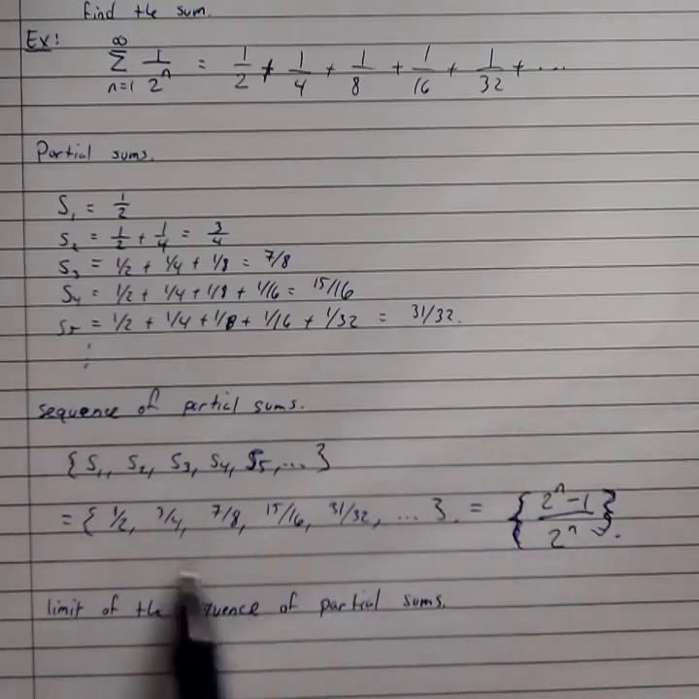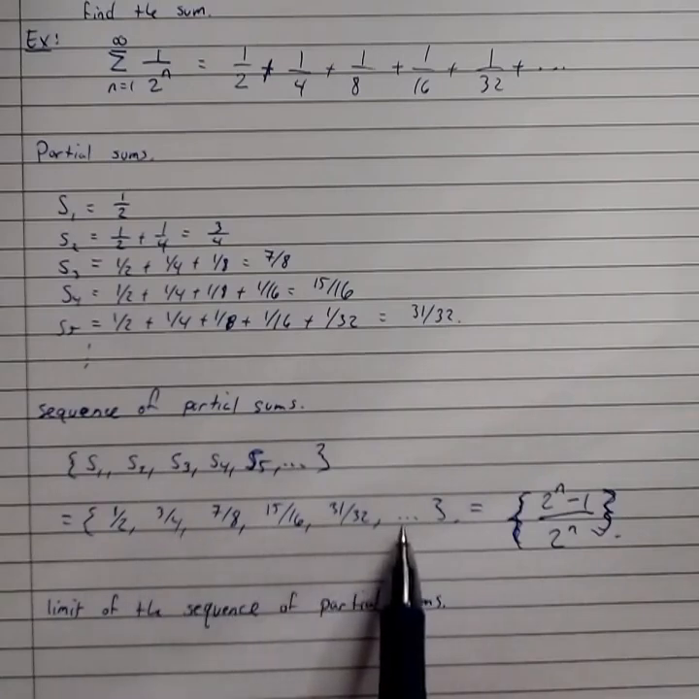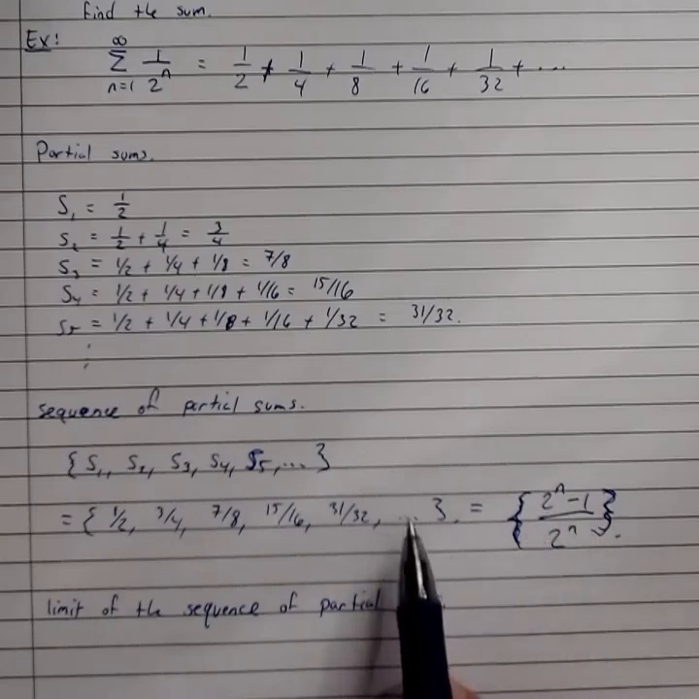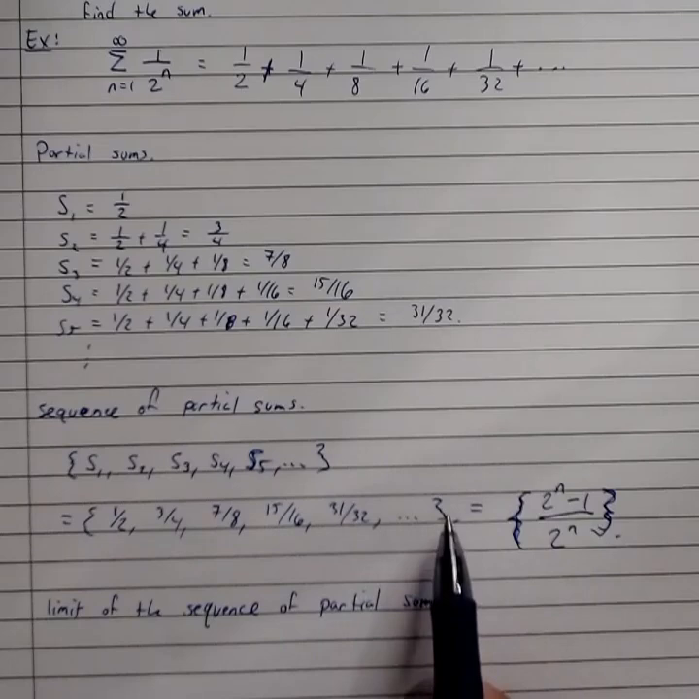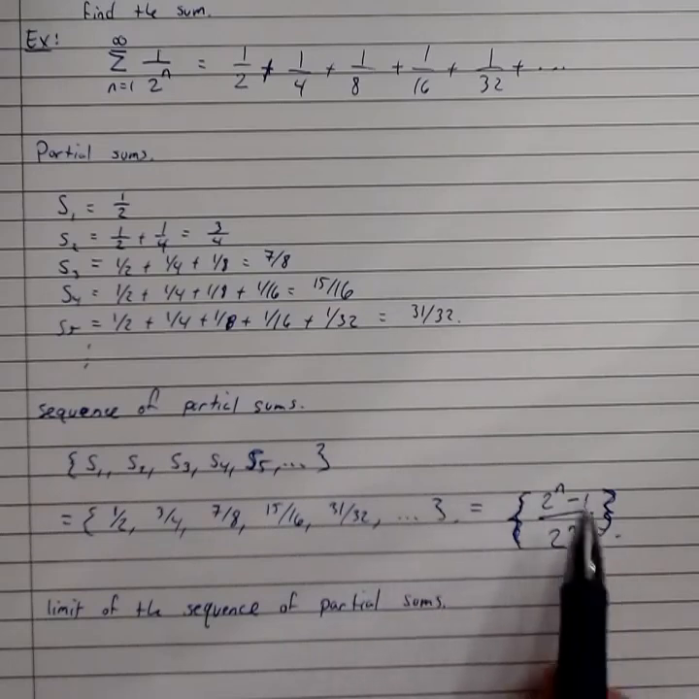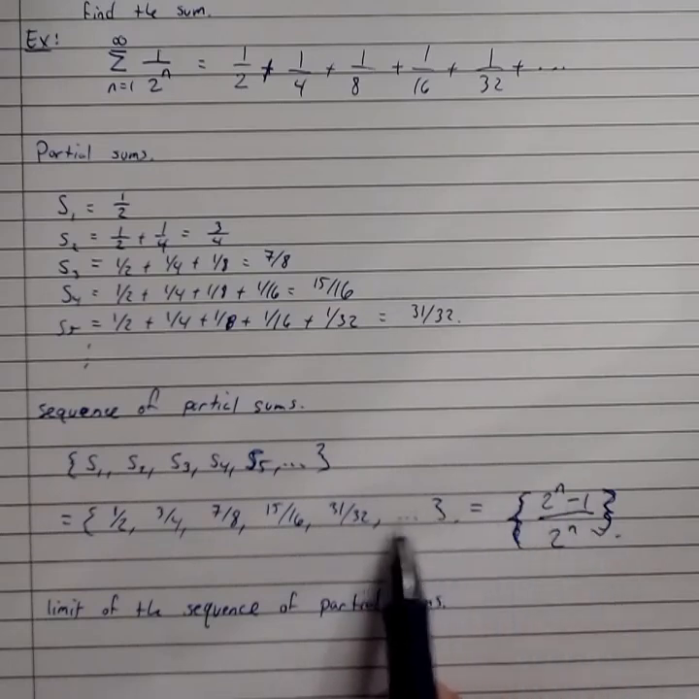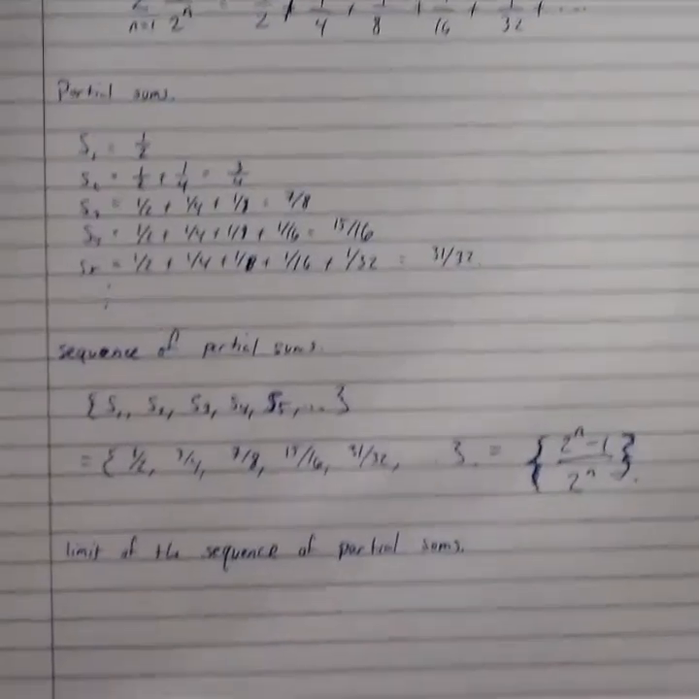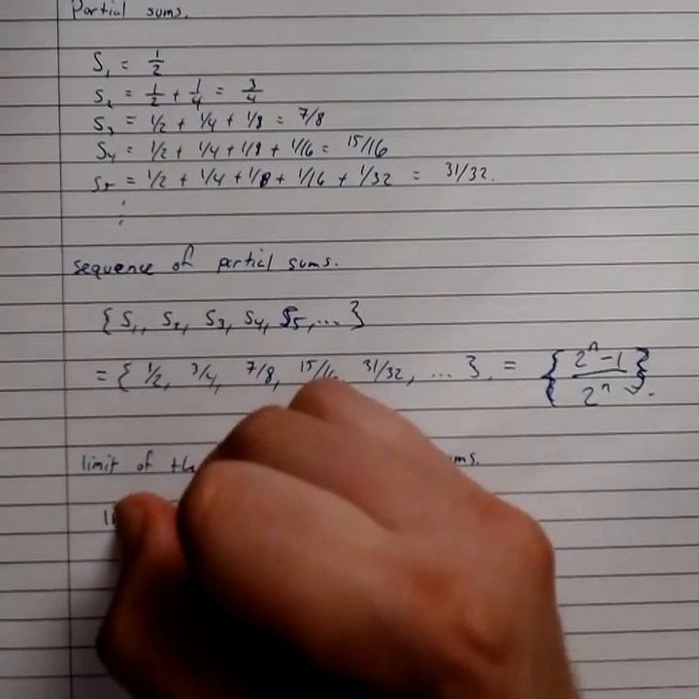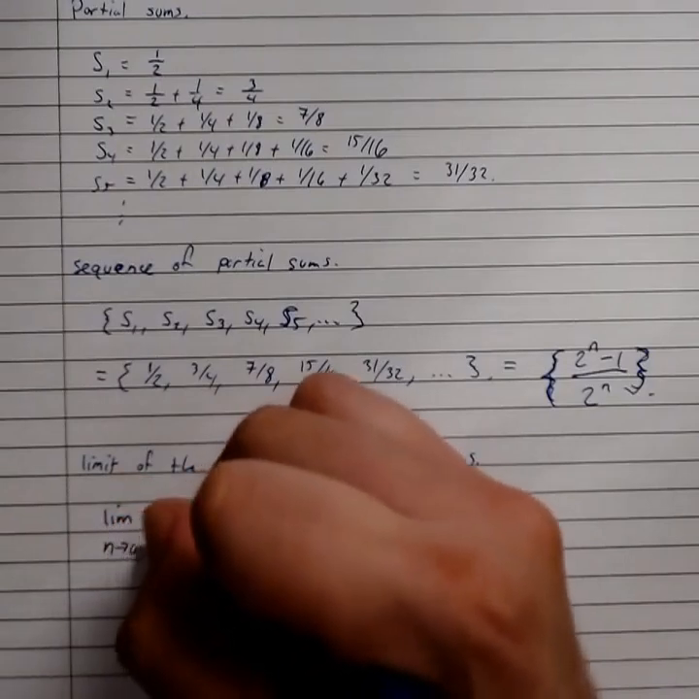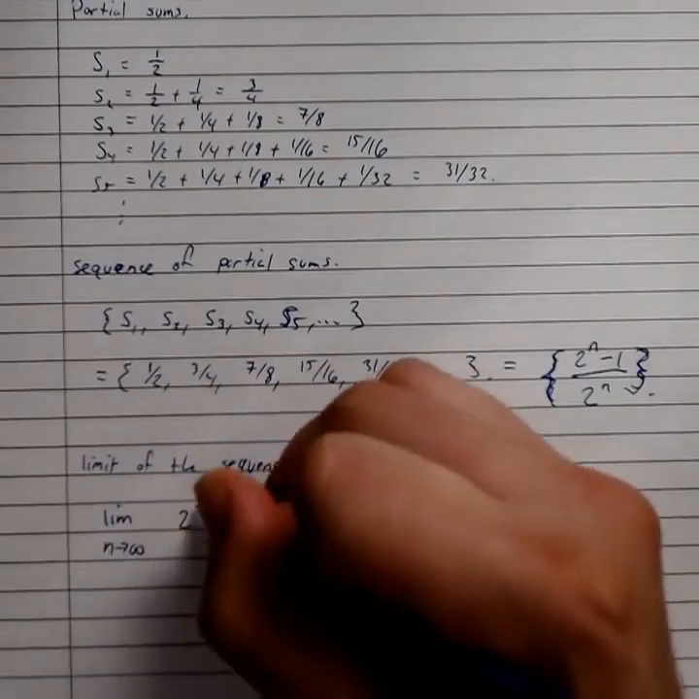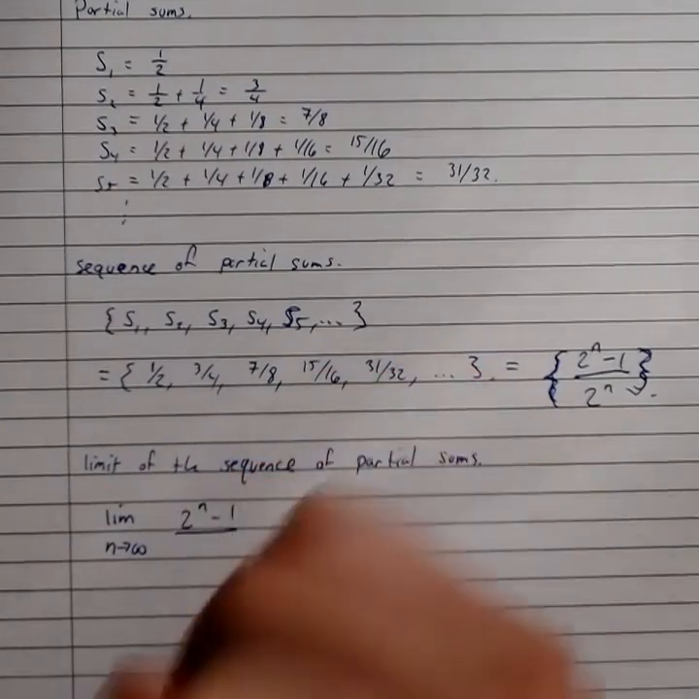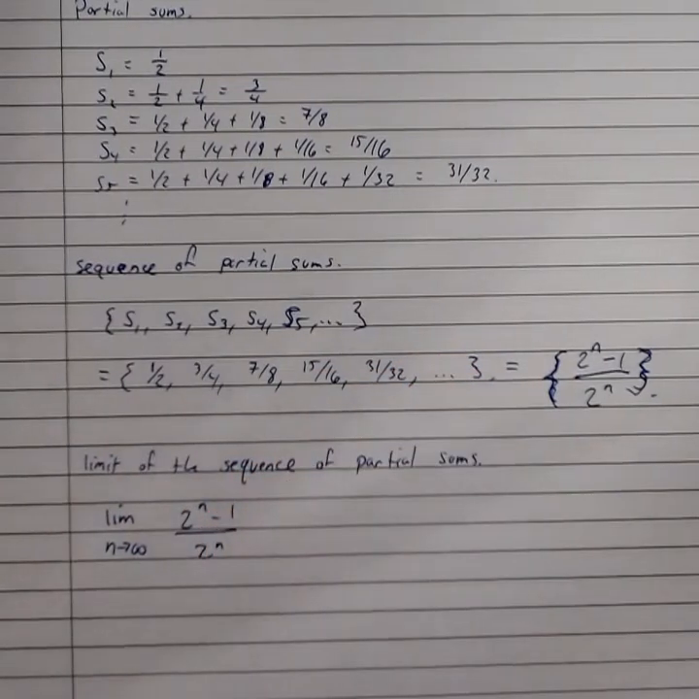After all, this doesn't end. There are more partial sums. Well, okay, so what happens as I take the 6th one, 7th one, 10th one, millionth one, billionth one? What happens as I let n grow? Well, then I'm going to take the limit of this. So I want to take the limit as n approaches infinity of 2 to the power n minus 1 over 2 to the power n.